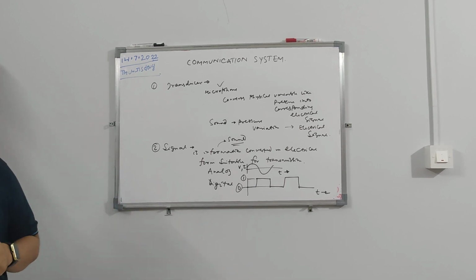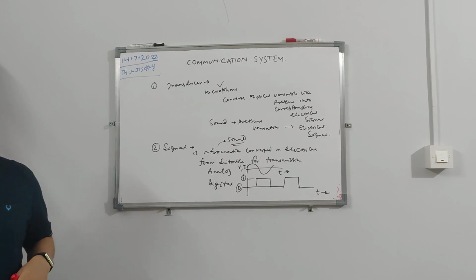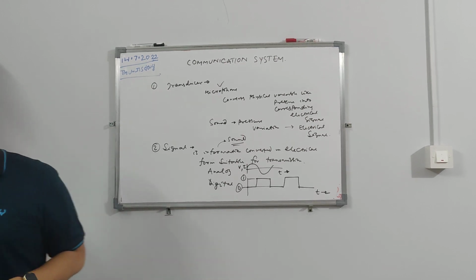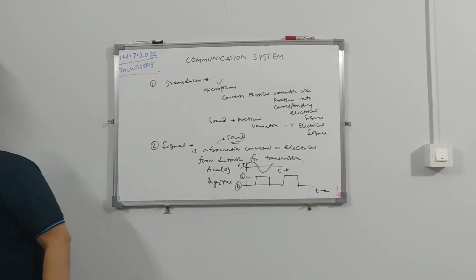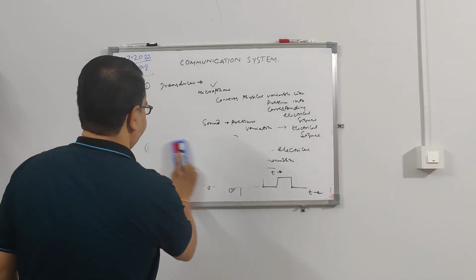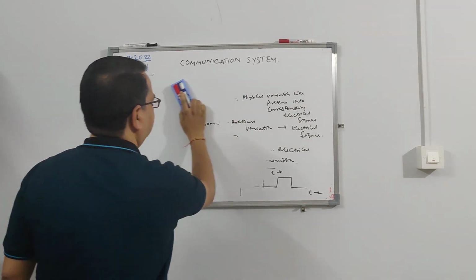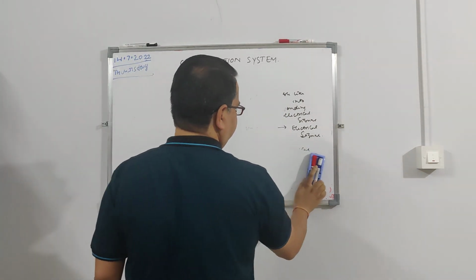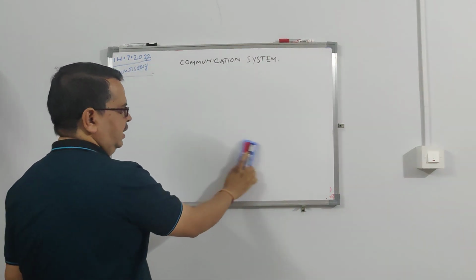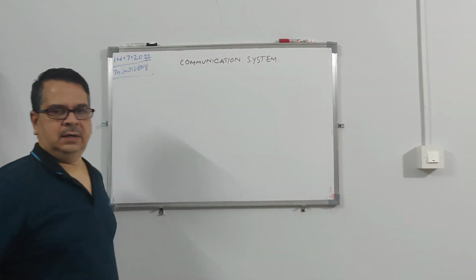Then there is the transmitter, receiver, and all these things. We will discuss what is a transmitter, what is a receiver. Understood now? What is analog, what is digital? Because in electronics there is a big chapter, one particular subject, on digital electronics.